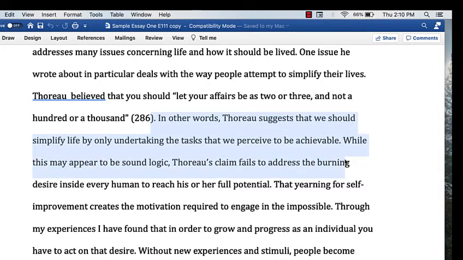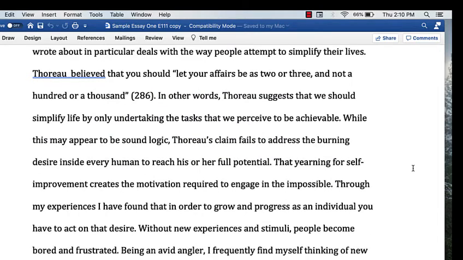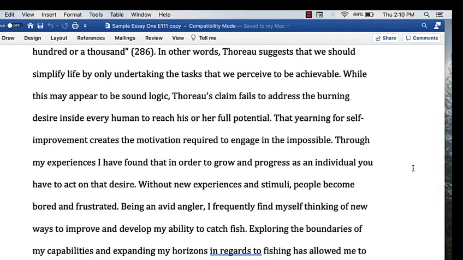While this may appear sound logic, Thoreau's claim fails to address the burning human desire inside every human to reach his full potential. That yearning for self-improvement creates motivation required to engage in the impossible. Through my experiences, I have found that in order to grow and progress as an individual, you have to act on that desire. Without new experiences and stimuli, people become bored and frustrated. Being an avid angler, I frequently find myself thinking of new ways to improve and develop my ability to catch fish. Exploring the boundaries of my capabilities and expanding my horizons in regard to fishing has allowed me to reach my full potential through a process of realization.